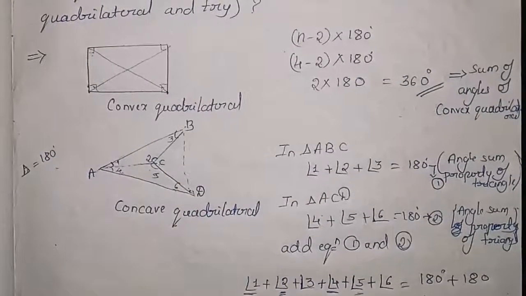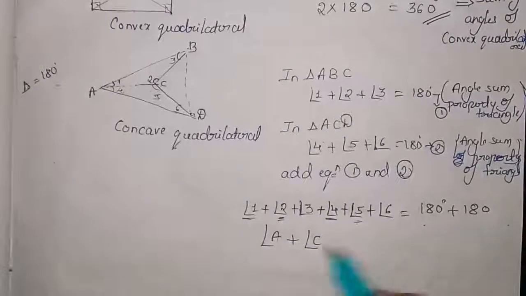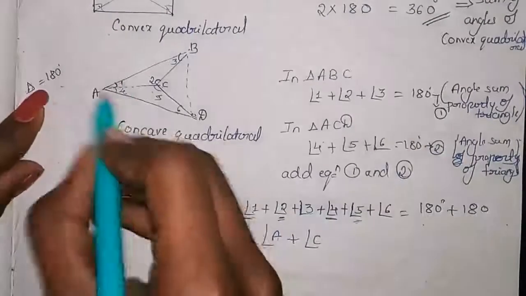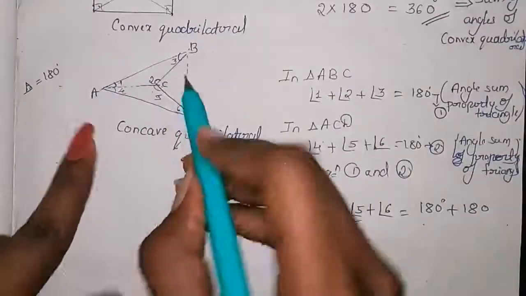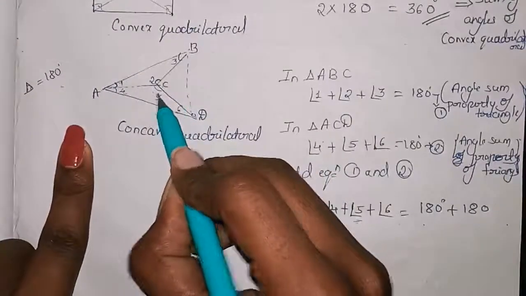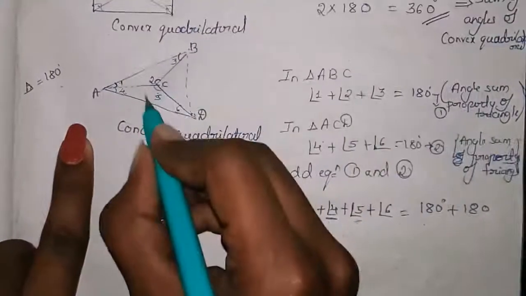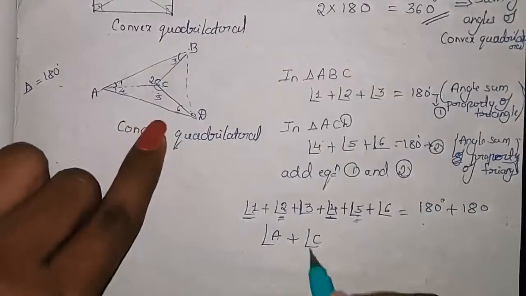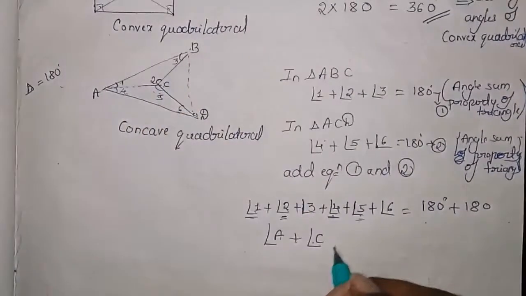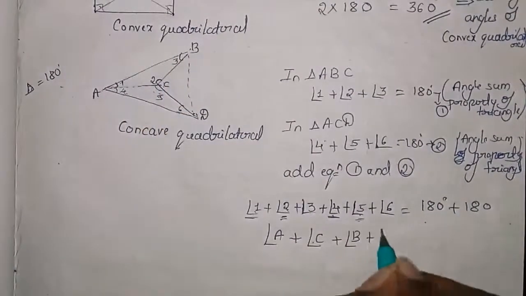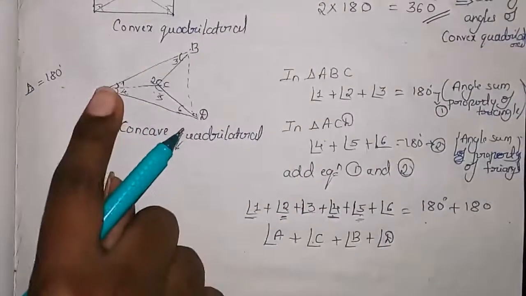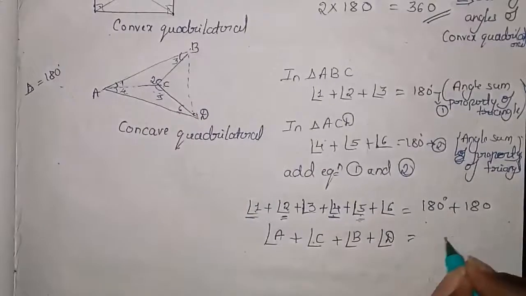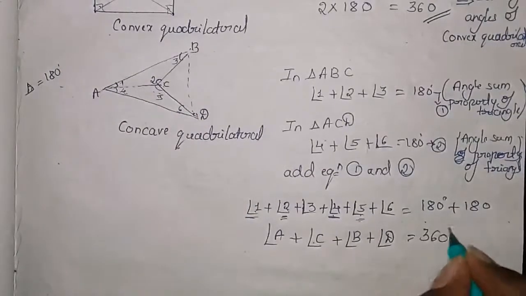So you are not observing this. Now angle 1 and angle 4, overall it is angle A. And angle 2 and angle 5, overall it is angle C. Now the remaining is angle B and angle D. So all the angles came: angle A, B, C and angle D all came. So 180 plus 180, it is 360 degrees.